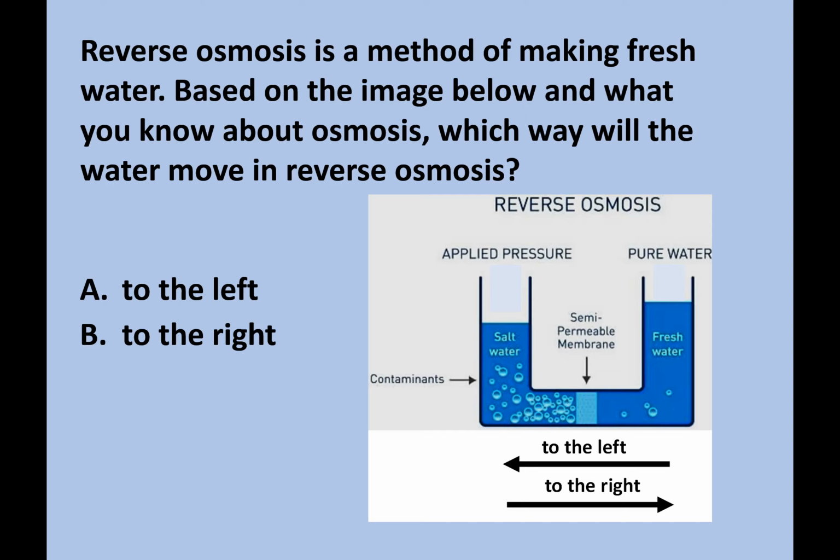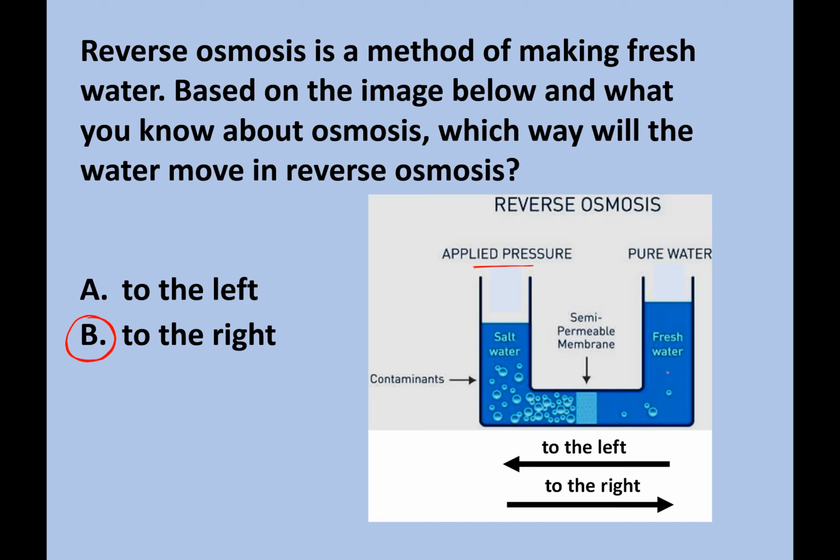Okay, your last thought question for this unit says reverse osmosis is a method of making fresh water. Based on the image below and what you know about osmosis, which way will the water move in reverse osmosis? And so the answer is reverse osmosis means the water is going to move to the right. And this does take energy. You can see we have applied pressure.